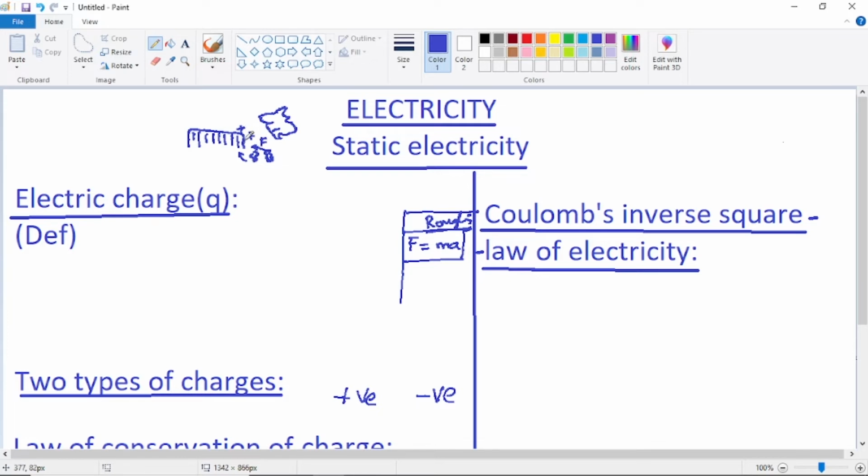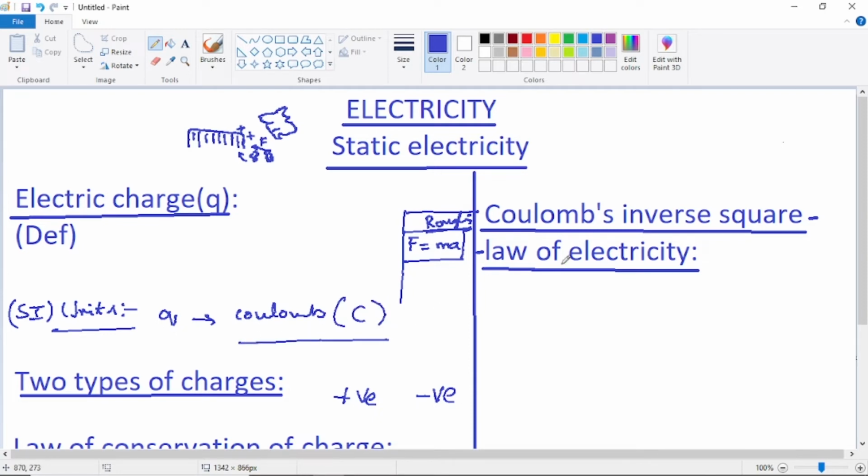So based on this, charge can be measured and proper units of charge have been defined. In the SI system, charge is measured by a simple unit called the Coulomb. Coulomb is the name of a scientist who gave a law which gives the force between two charged objects. Two charged objects apply forces on each other.